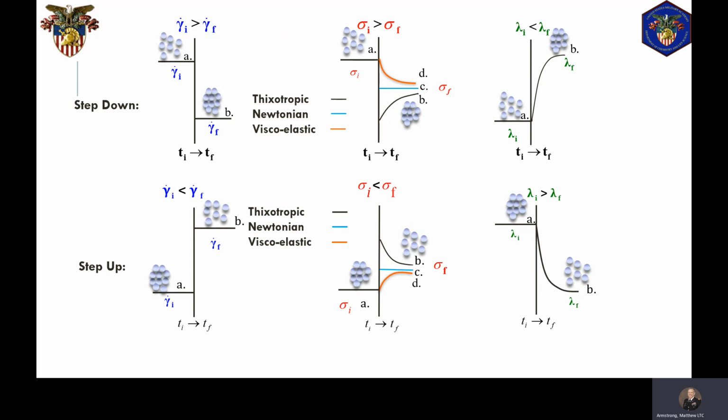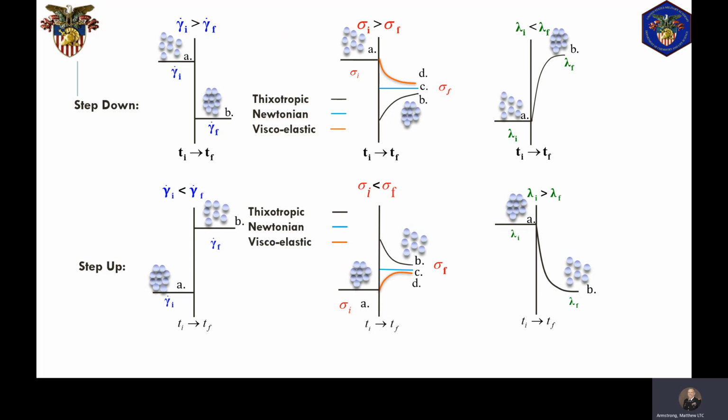This is the step down in shear rate experiment whereby we're at a high shear rate and we step down the shear rate to a lower value. Moving from left to right across the top, we can see what that does to the stress. Immediately we have a drop in the stress, but as the microstructure begins to reform, the stress starts to recover. And on the far right, upper right-hand corner, we can see the structure reforming.